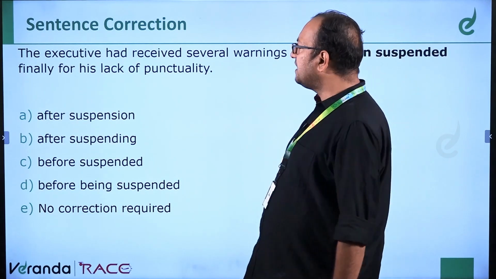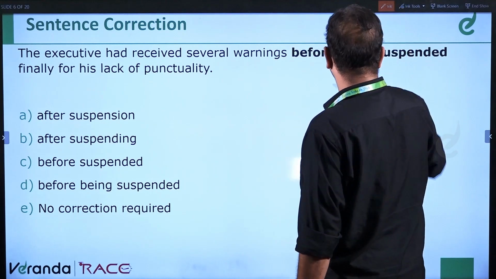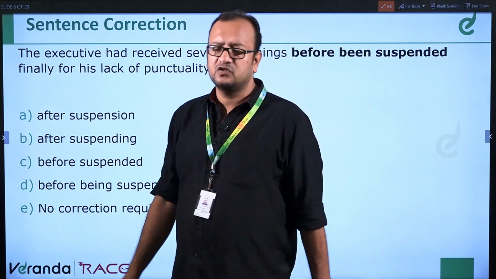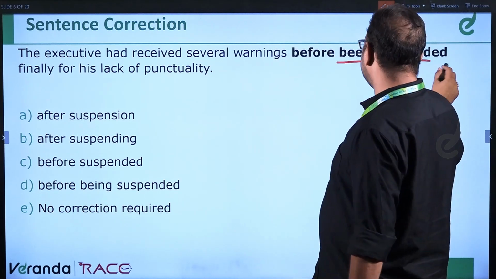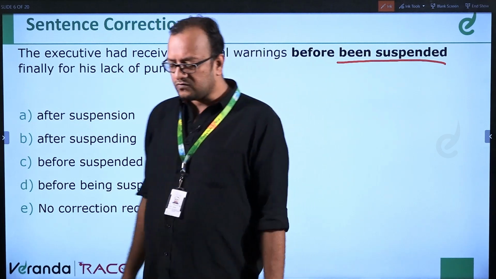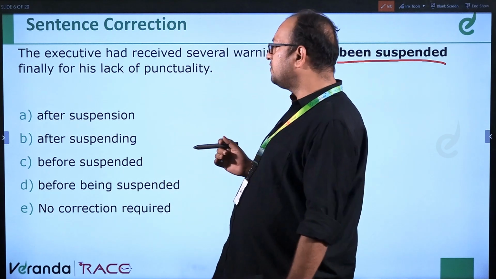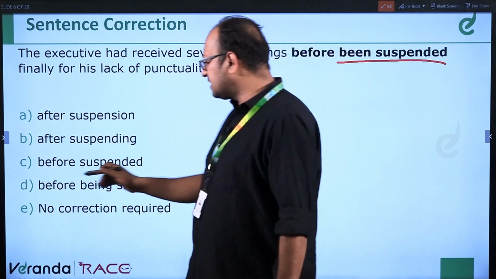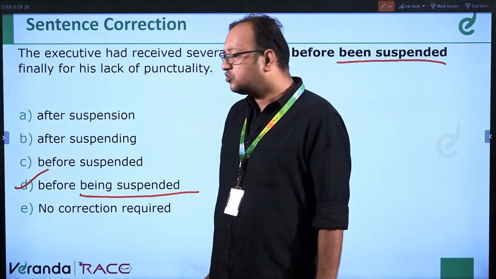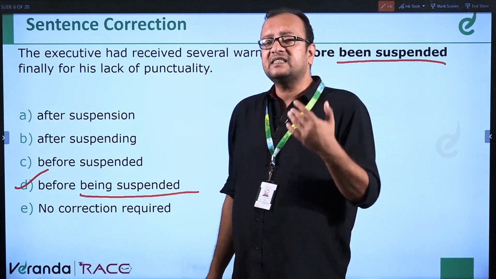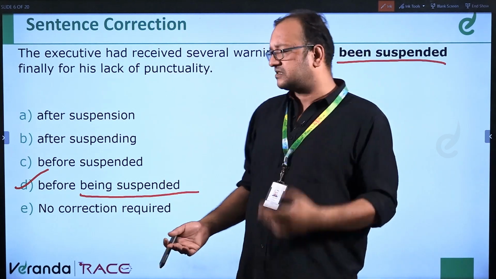Well, the executive had received several warnings before being suspended, finally, for his lack of punctuality. So the executive had received several warnings before being suspended. See, it's talking about an action that has happened in the past. Okay, so before being suspended would be the correct answer because it's passive voice, being suspended. So they were suspending him, he was being suspended. Before they were suspending him, they had given him a lot of warnings.